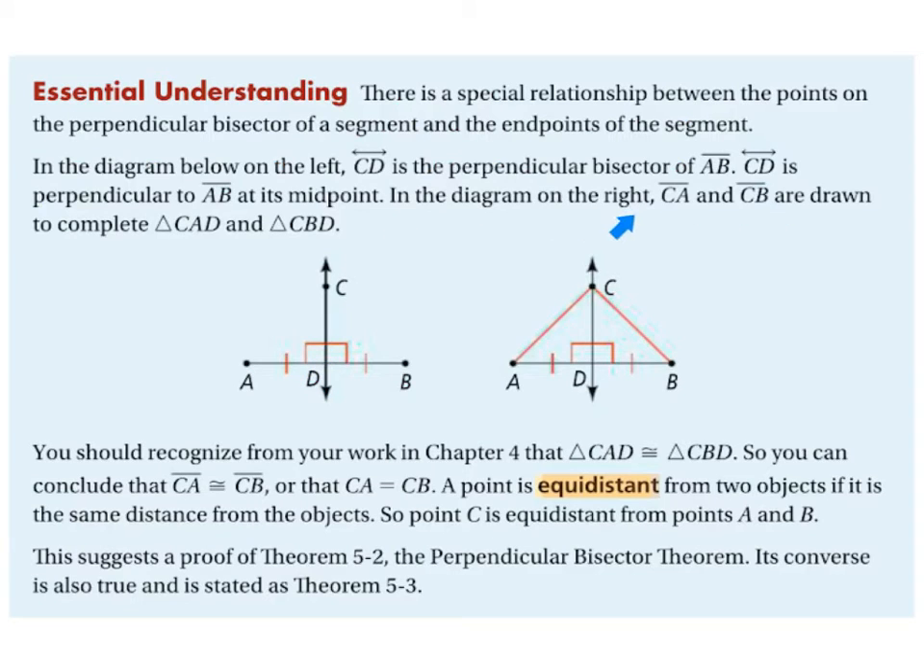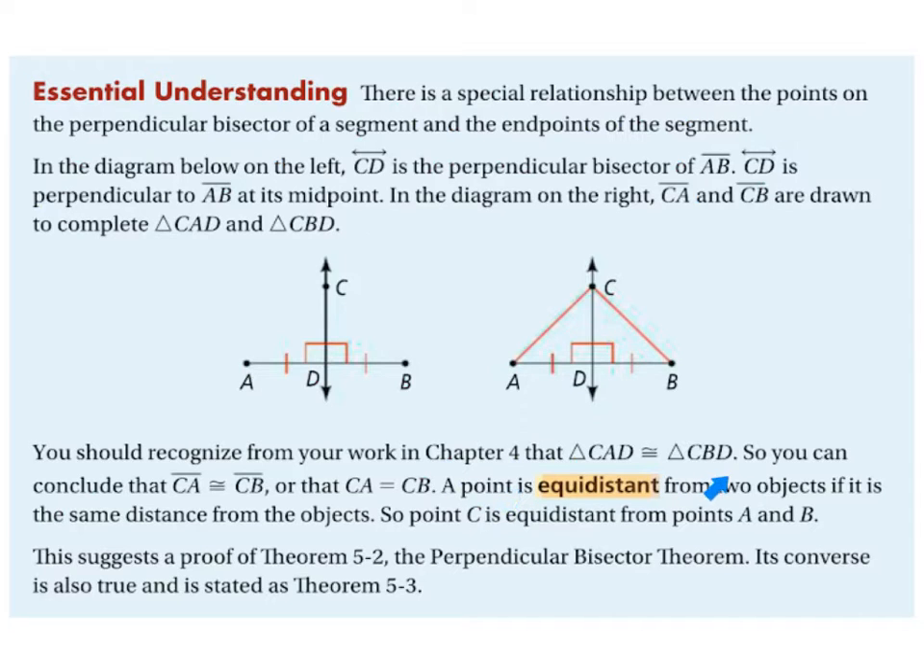Okay, in the diagram at the right, you can see that then CA and CB are drawn here to complete this triangle. Okay, and what do we get? Well, you can see that we have side, angle, side congruence, therefore we have 2 congruent triangles, okay? You should recognize from chapter 4 that triangle CAD is congruent to triangle CBD, so you can conclude that CA is congruent to CB, okay?